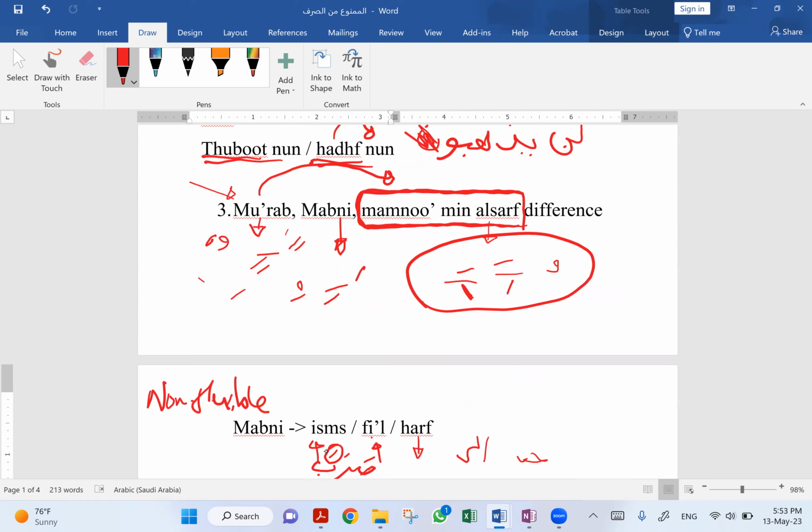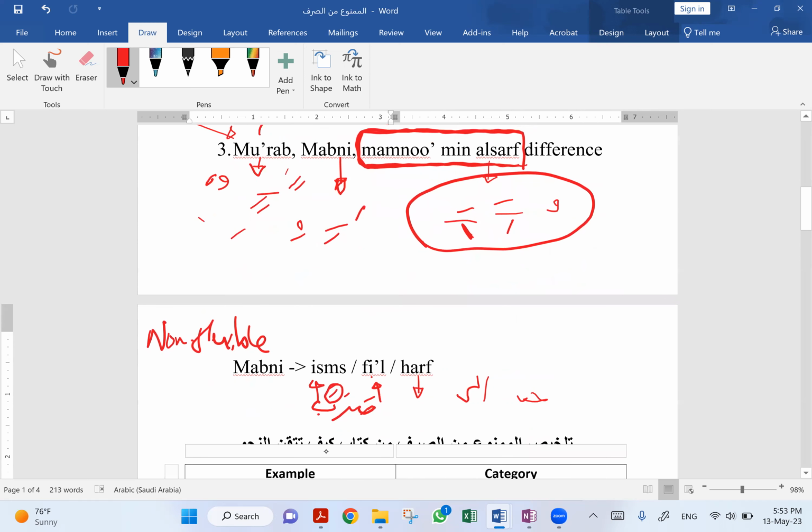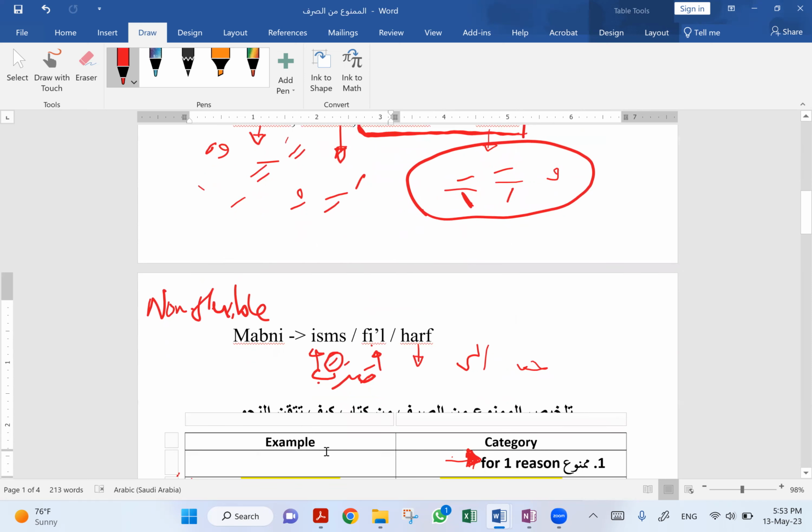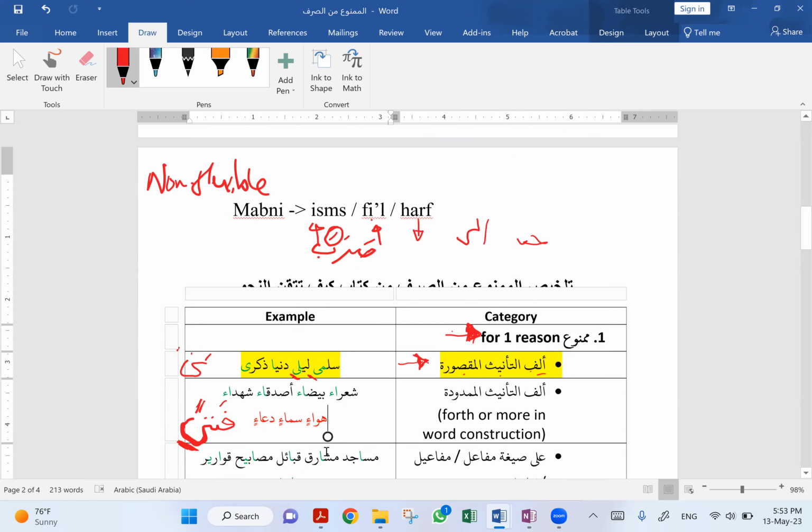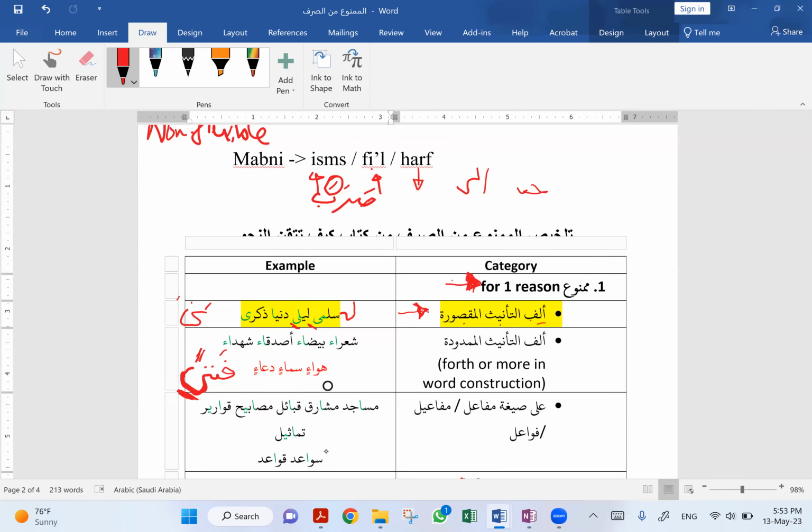Remember this part where we say that mamnu' min as-sarf becomes rafa with a dhamma, nasab with a fatha, or jar with a kasra. So if I say something is mamnu' min as-sarf and it comes with a harf jar, for example li, if I add a lam here, li Salma, how will I do the i'rab of this? I will say li Salma, Salma is majroor wa alamat jarrihi, and the sign that shows it is jar is a fatha, not a kasra. I'm going to say that.